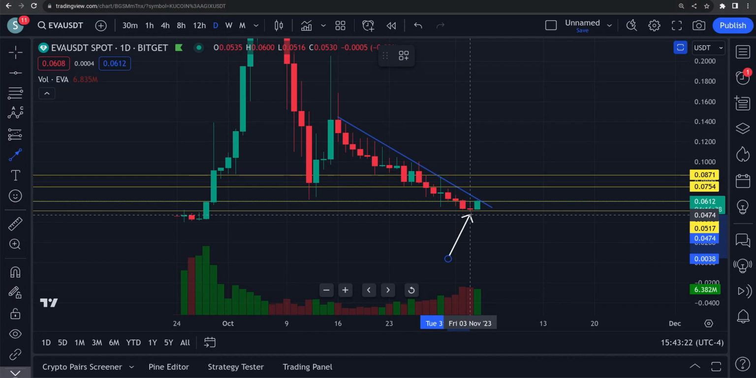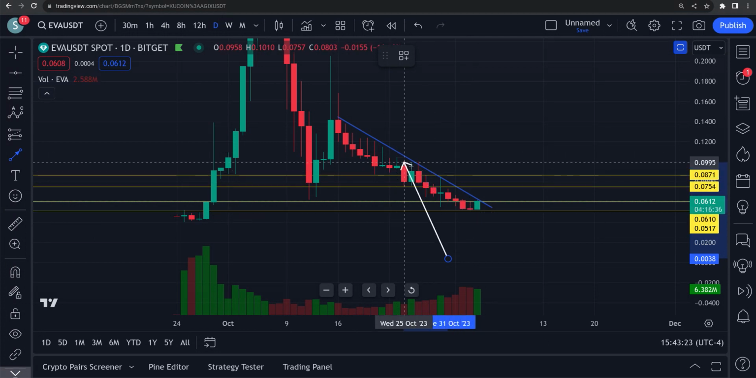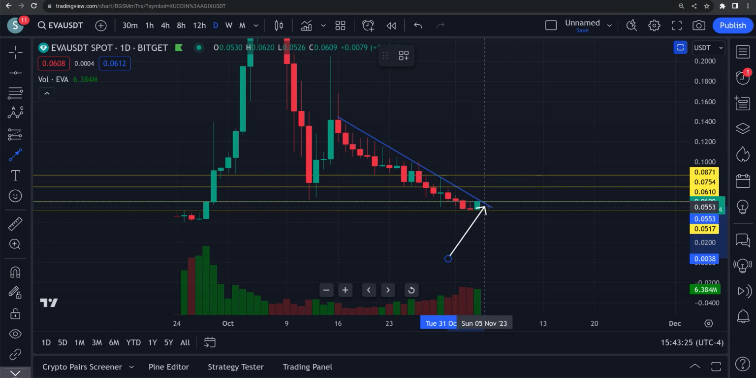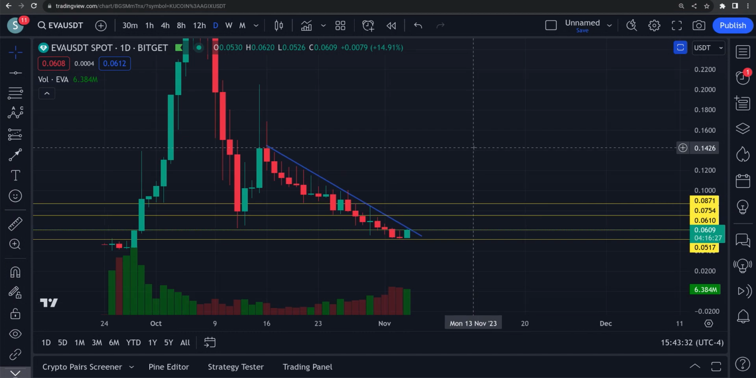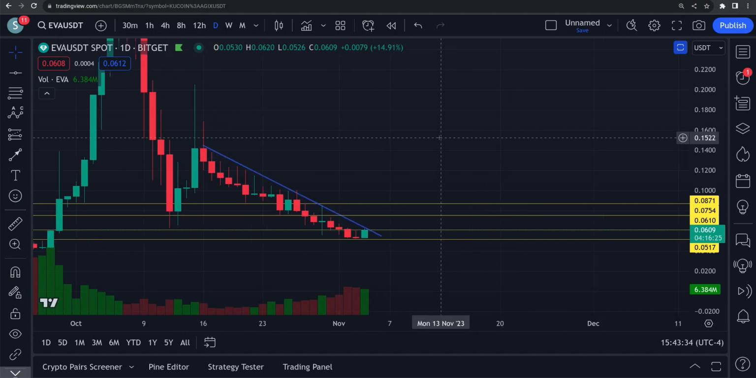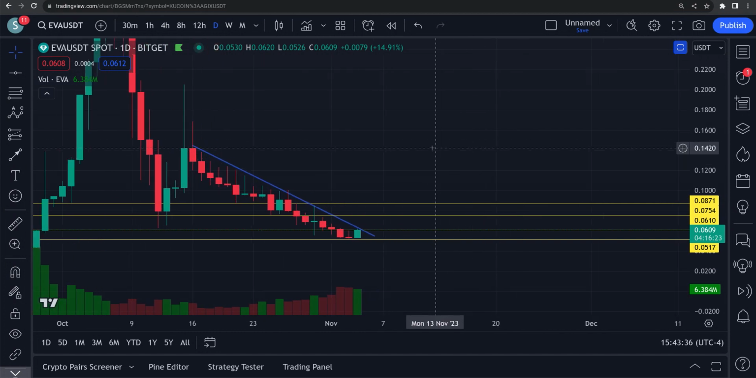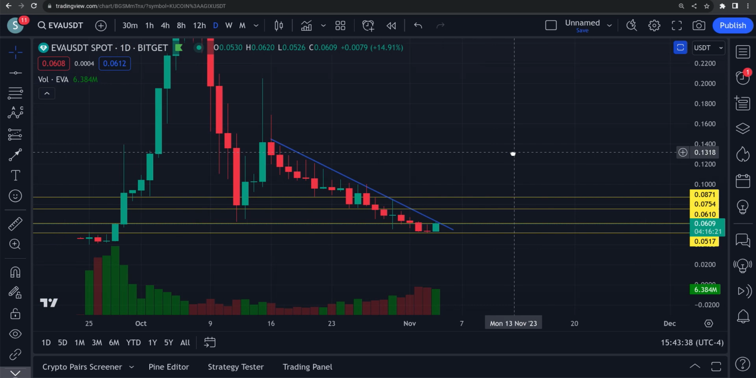All right. If it can get through this blue resistance right here, this resistance line, this thing could really pop. Okay. Now, let's take a look at a few things before we jump the gun here and go there, because this thing has been just not very predictable at all.